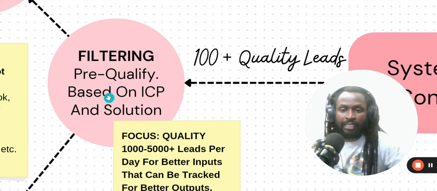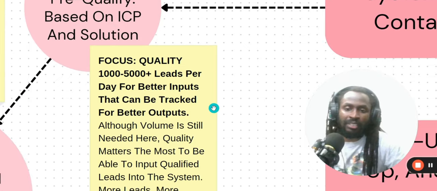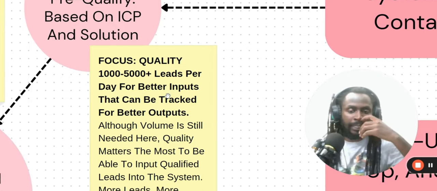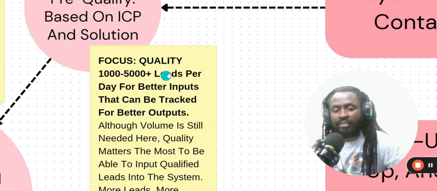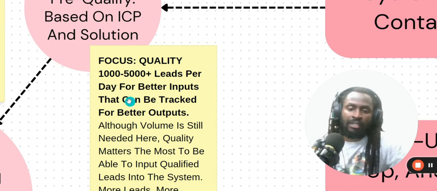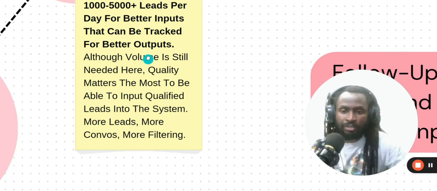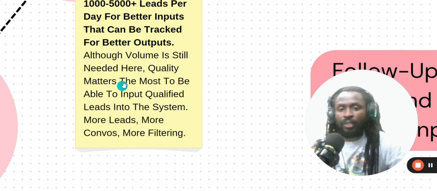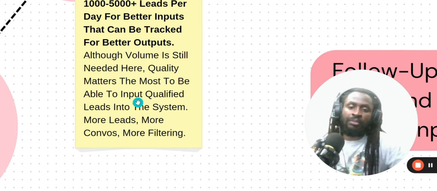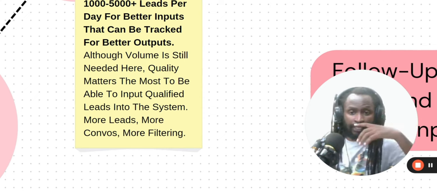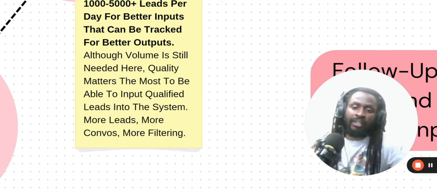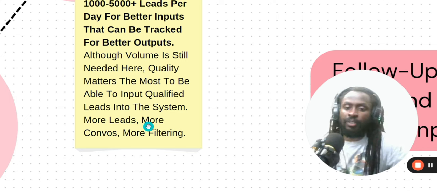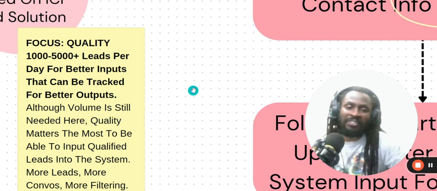So pre-qualified based on ICP, ideal client persona, and solution. So 100 plus, depending on how many you can get. Focus on quality. So 1,000, 5,000 plus leads per day is better, for better inputs that can be tracked for better outputs. Although volume is still needed here, quality matters the most, to be able to put qualified leads into the system. The more leads, more convos, more filtering, more qualifications and everything.